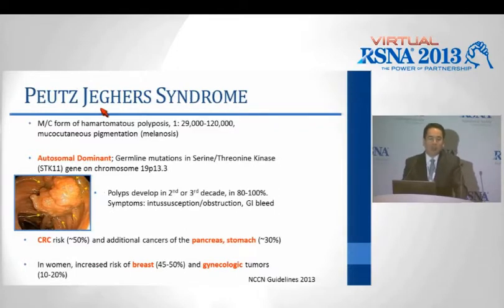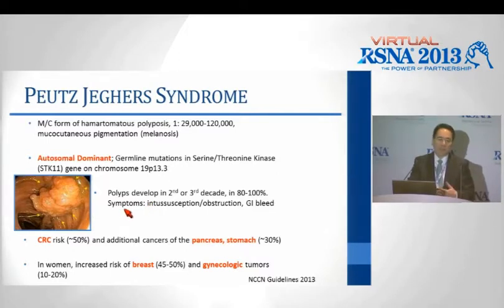Peutz-Jeghers is quite rare, but is the most common form of hamartomatous polyposis, occurring in about 1 in 29,000 to 120,000. They have characteristic mucocutaneous pigmentation or skin melanosis, which is usually perioral on the lips, hands, and feet. It is also autosomal dominant with mutations in the serine threonine kinase gene on chromosome 19. And these patients develop quite large polyps, as you can see on this endoscopic image of the small bowel. These polyps develop in the second or third decade in about 80 to 100% of patients, and because of their large size, they can act as lead points.